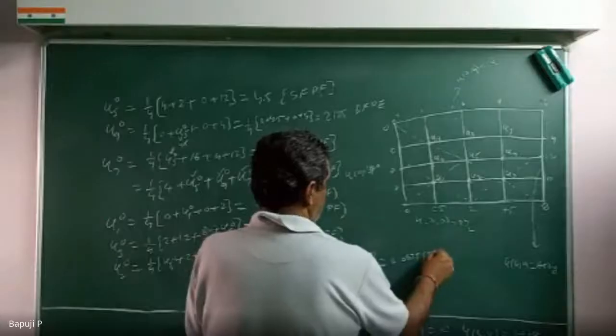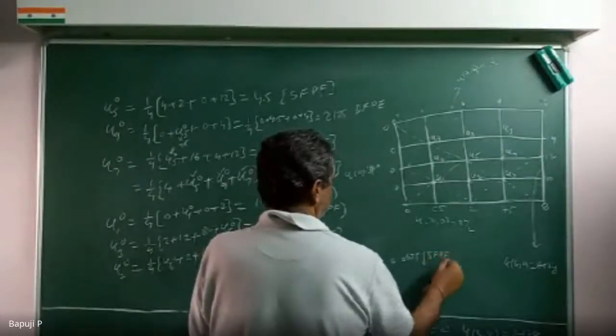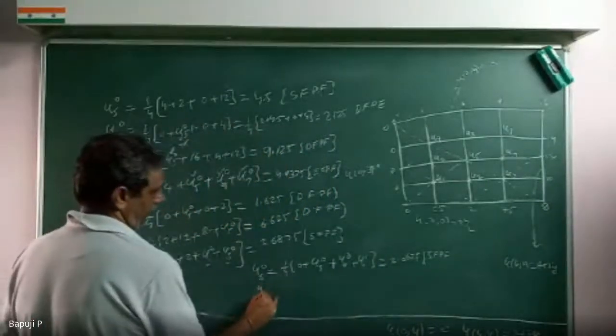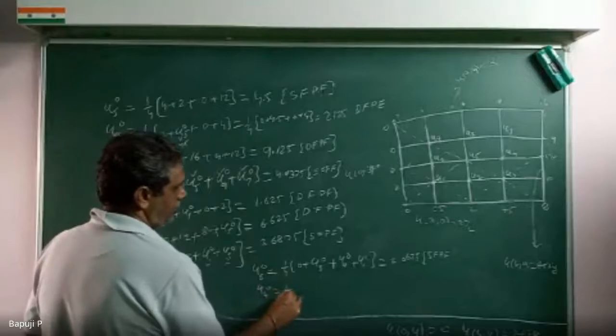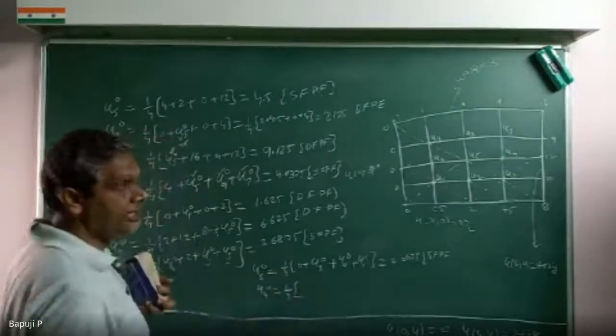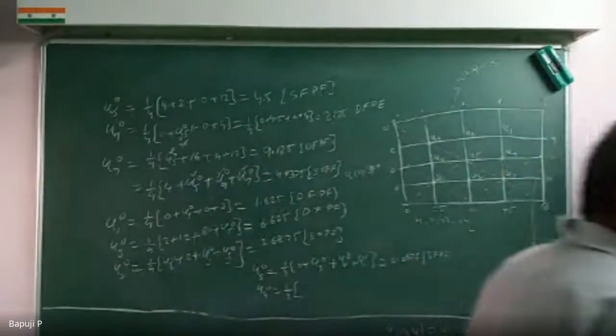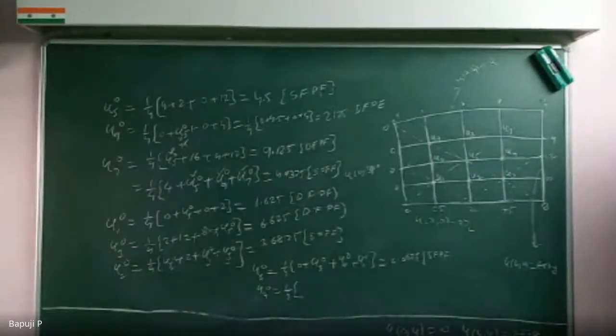This is the standard 5-point formula. Now U4. U4 of 0, what will you do? 1 by 4. Still my problem is not completed. I am only finding the initial value. Once I get the initial value, I will use Liebmann iterations. I will do it 4-5 times: U1 1, U2 2, U1 2, U2 1, U3 1, U4 1, U9 1. Similarly, like this, I have to find all 9 points.